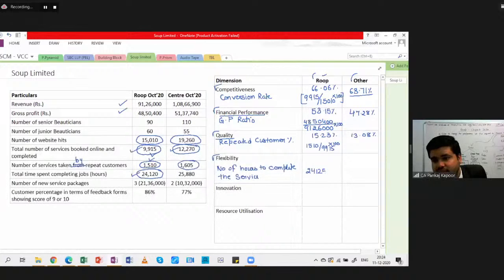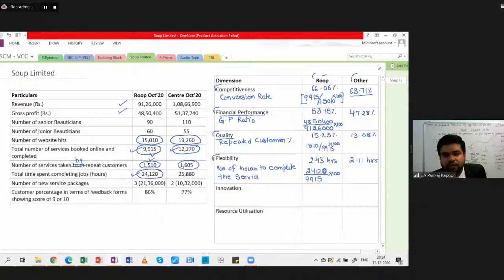Give me the answer. How much hour you took? 24,120 hours you took. And how much of the services or order you computed? Good. Some of my friends computed for me as well. I'm copying it, relying upon you that your calculation is absolutely fine.